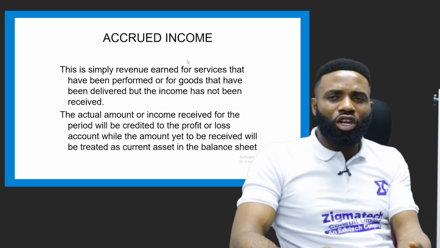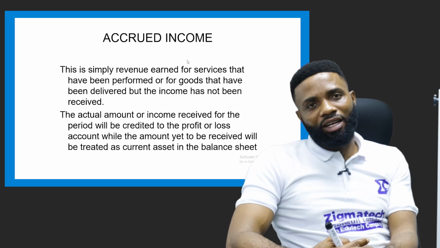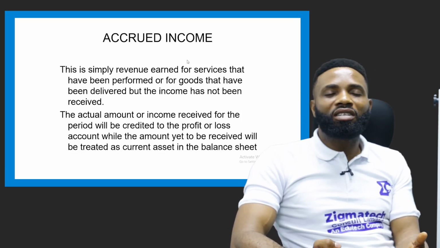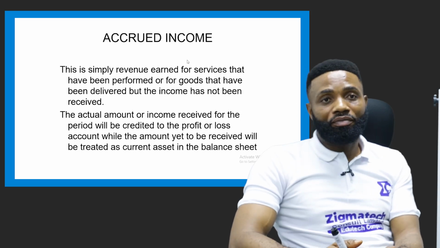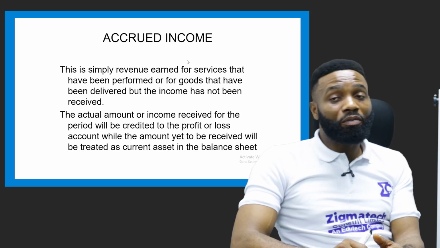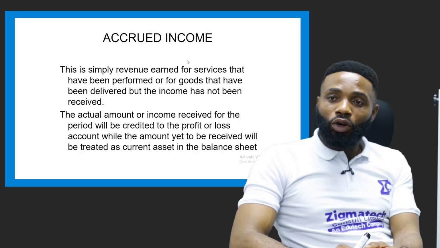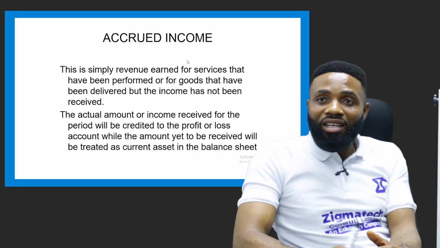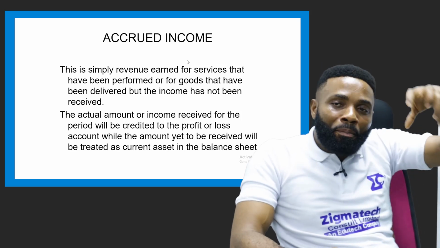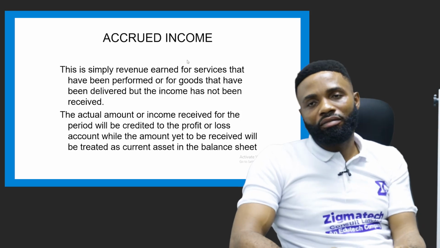Now, let me explain a little about accrued income. Let me use a salary earner as an example. You work for a company for 3, 4, 5, 6 months and they have not paid you. You have rendered the service, but they've not paid you. So that part of your salary that has not been paid is an asset to you already.